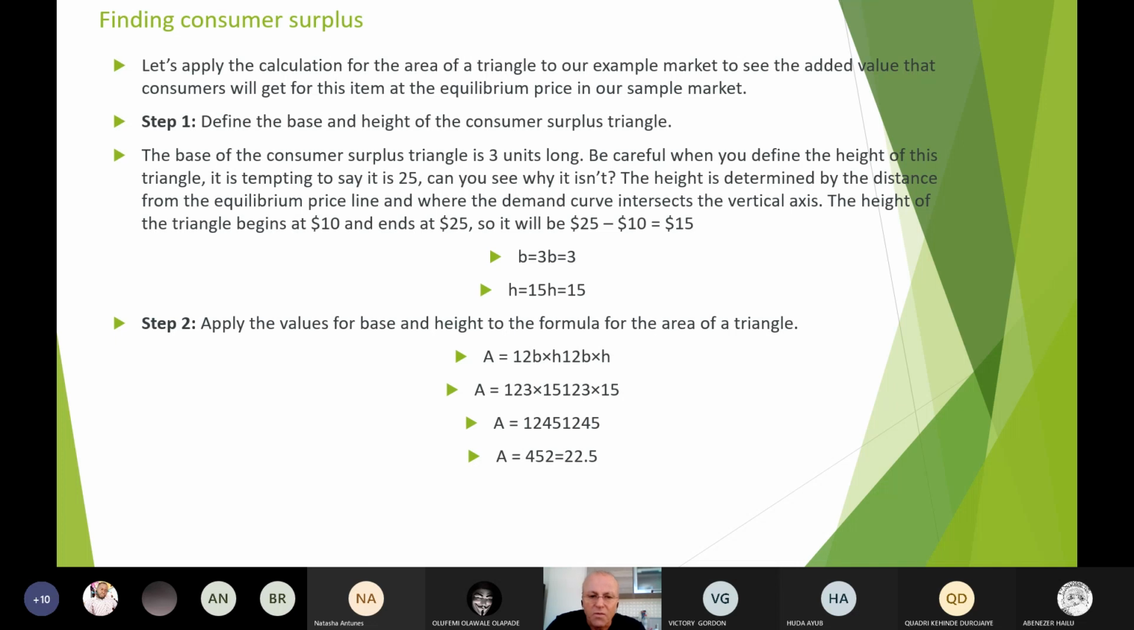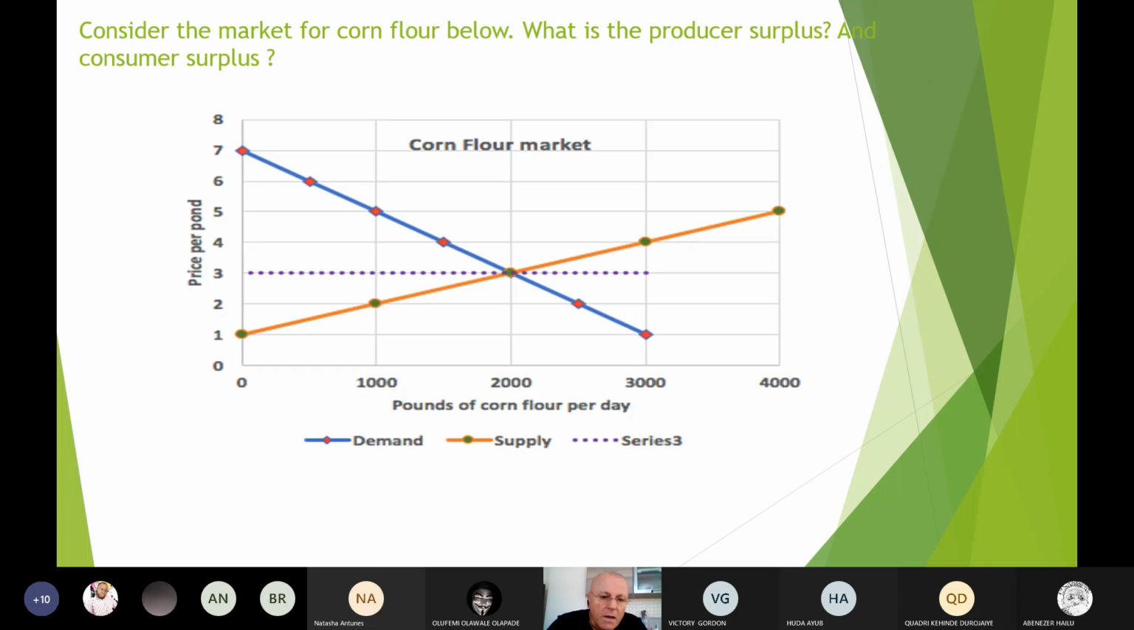Then you will get this 15 for the height and 3 for the base. When you multiply this, 15 multiplied by 3 is 45. When you divide it by 2, then you will get 22.5, which is, of course, the consumer surplus.